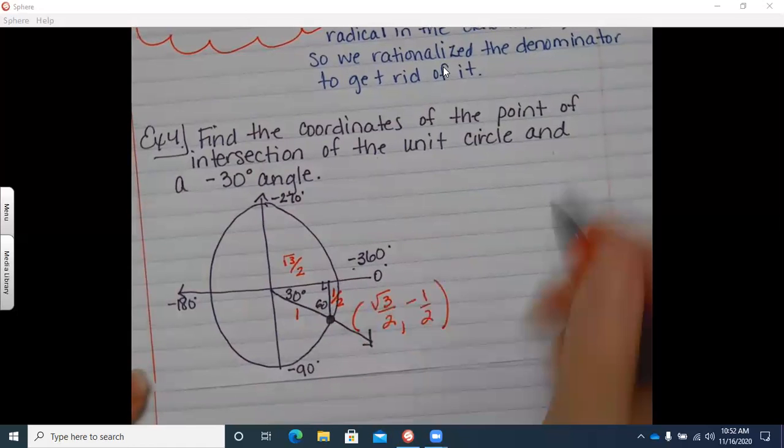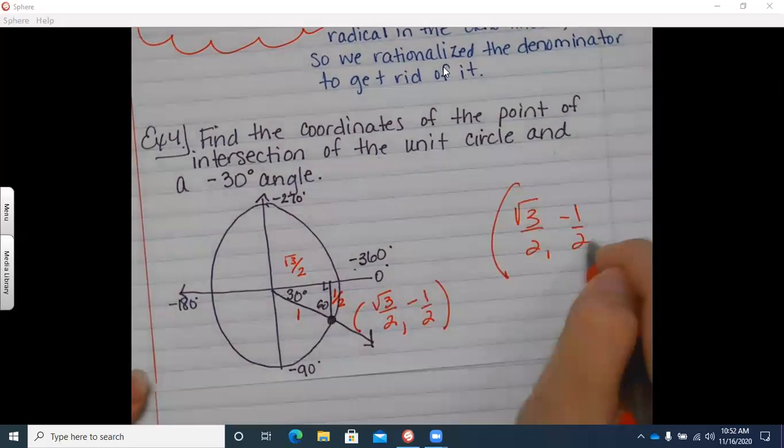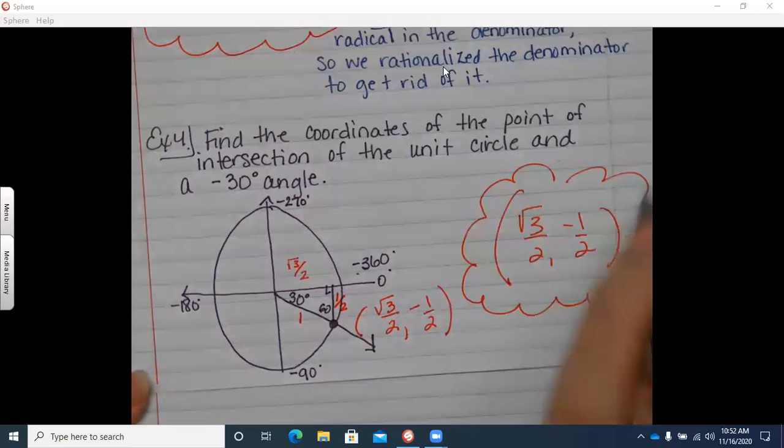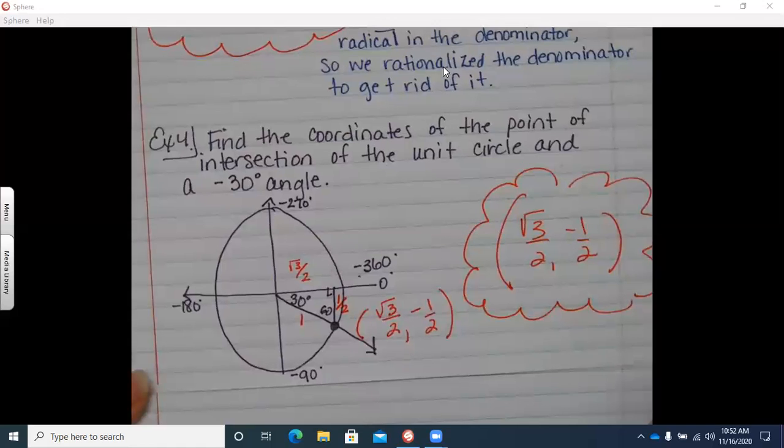Now, do we only have angles in the 1st quadrant and the 4th quadrant? What about the 2nd and 3rd quadrants? I've got angles there too, right? So let's check that out.